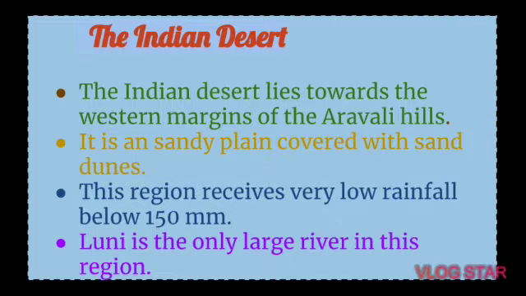Next one is the Indian deserts. The Indian desert lies towards the western margin of the Aravalli Hills. It is a sandy plain covered with sand dunes. This region receives very low rainfall, below 150 millimeter. Luni is the only river in this region.